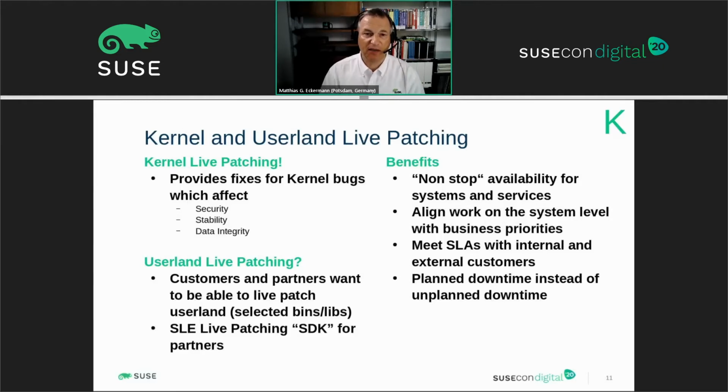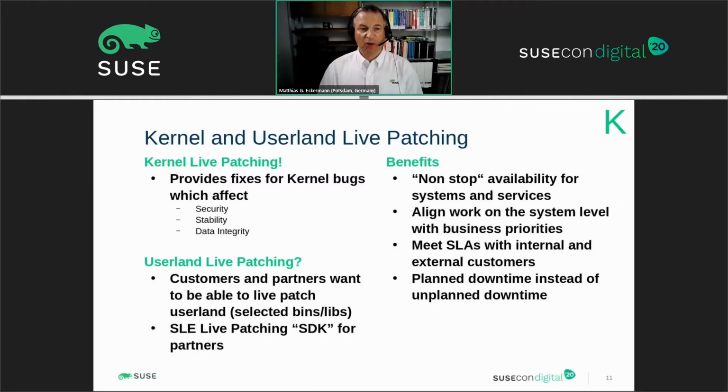It means that you can align the work on the system level with business priorities, and not have a specific patch drive your business priority in a direction that you do not want, or even break your business priorities, or break SLAs that you may have with internal and external customers. In other words, you are discussing planned downtimes instead of unplanned downtimes, which can be planned up to a year from the last reboot of your system.